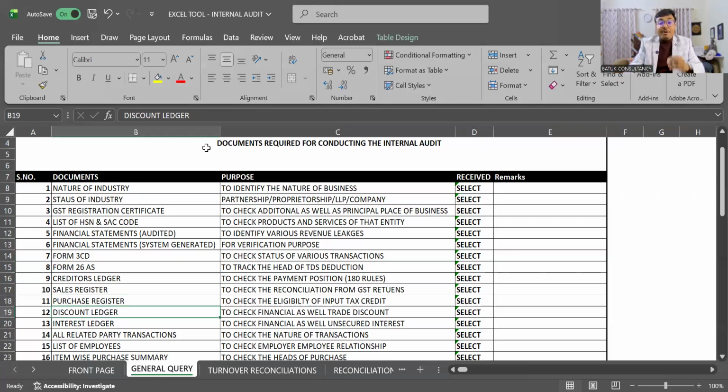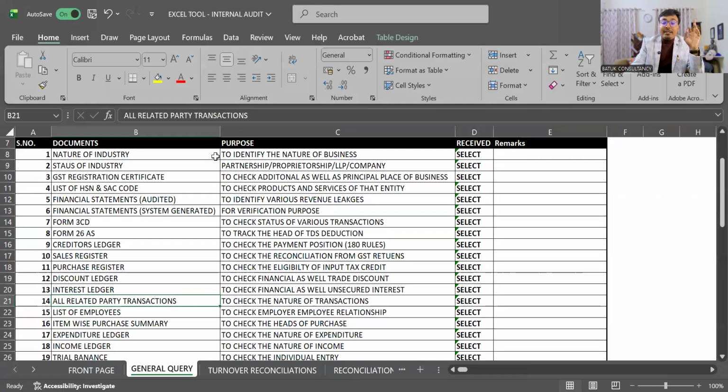Discount ledger, we need to check whether the discount has been accounted very specifically or not. The trade discount has been mentioned very carefully. The GST related adjustments has been done or not. Interest ledger, we need to check whether there is any financial interest or trade interest. If the interest is trade, that is due to business transactions, then GST is applicable. If the interest is financial interest, that is due to unsecured transactions, in that case no GST is applicable. So both bifurcation, segregation is required.